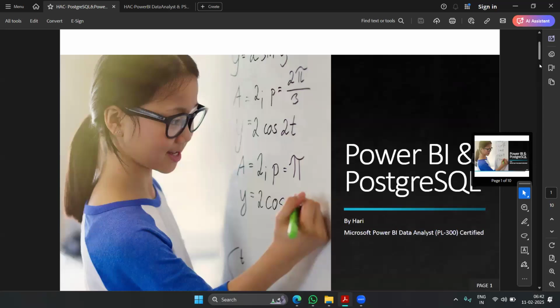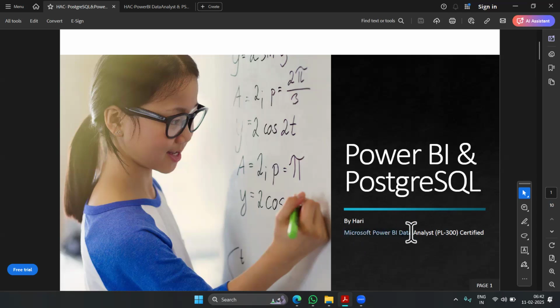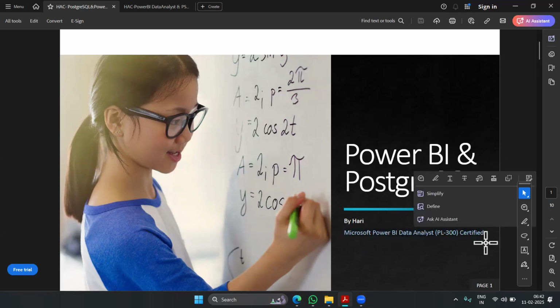Just to give a brief introduction about our course, we are going to target Power BI and PostgreSQL. Power BI is a business intelligence tool that data analysts use to understand the data and visualize it for the management or operational teams, both. And we are going to target the Microsoft BI Data Analyst PL-300 certification.